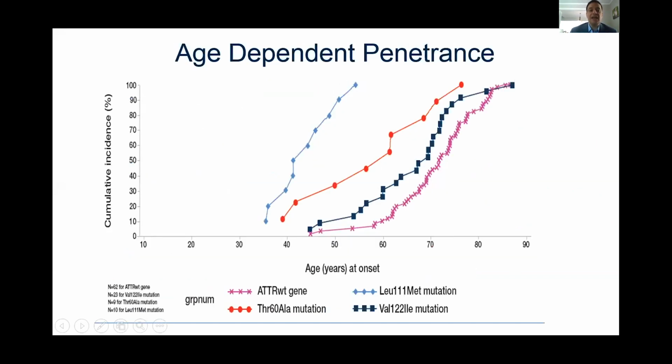All these mutations have an age-dependent penetrance. Although you're born with the mutation, you don't present until adulthood. As you can see, for patients with wild type, the median age is in the mid-70s, whereas for Val122 isoleucine in the African American population, it's more in the mid to late 60s. Ala60, the Irish mutation, presents in the mid-50s. And then there's a mutation in Denmark, Leu111 methionine, that presents at a median age in the 40s and is much more aggressive. So it really depends on the mutation as to when you present on average.